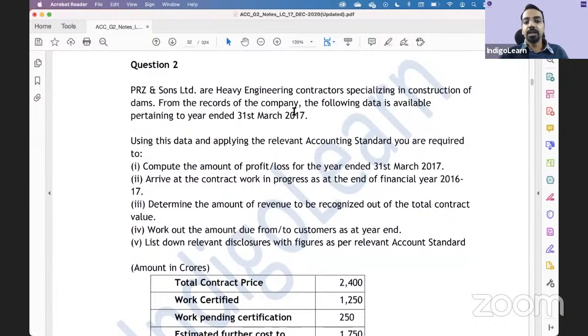PRZ and Sons are heavy engineering contractors. Okay, fine. From the records of the company, the following data is available pertaining to the year ended 31st March of 17. And again, let me tell you, if you are able to understand this question, if you are able to solve this problem, most of the questions would be on similar lines, right?